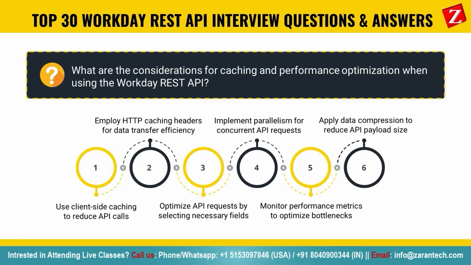Consider a scenario where a mobile app needs to download large datasets from Workday. By compressing the API payloads, you can reduce bandwidth usage and improve the app's responsiveness. And optimizing performance with the Workday REST API requires a combination of strategies to minimize latency and maximize efficiency. By implementing these considerations, organizations can ensure that their integrations with Workday are fast, reliable, and scalable.